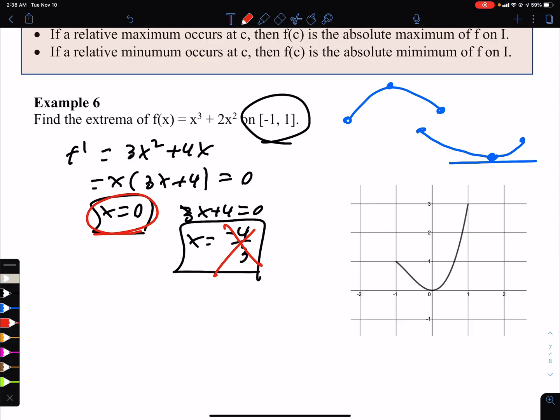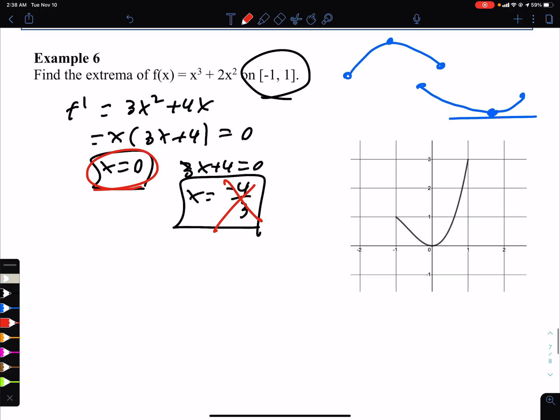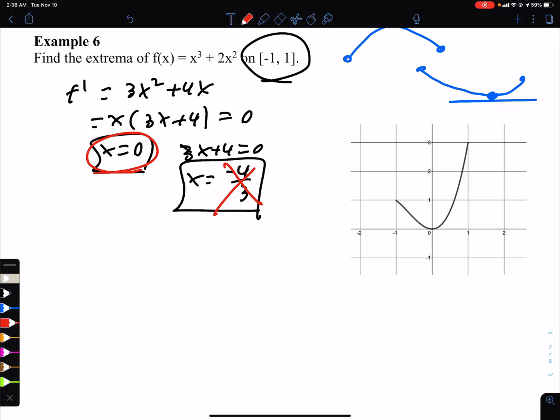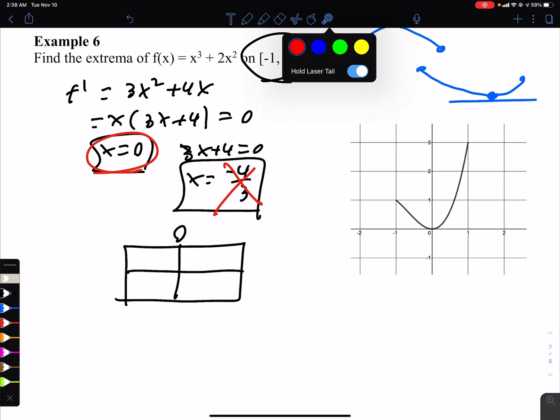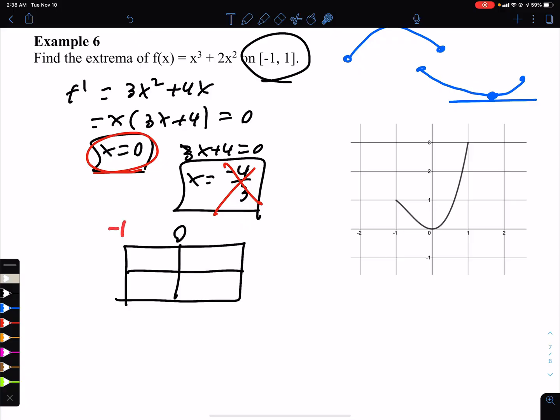So if that critical point is a relative max or min, it is absolute max or min. So we're going to test around that point. Here's our number line. Here's our 0. Now, this is important. Our left endpoint is -1. Our right endpoint is 1. That's given. So I'm going to do -1/2 and 1/2. And we want to find if this is a relative max or min.